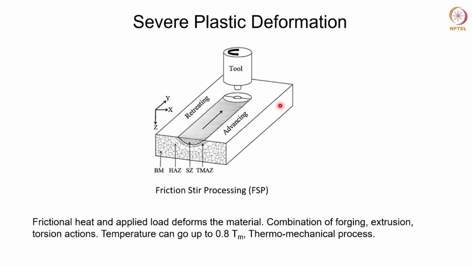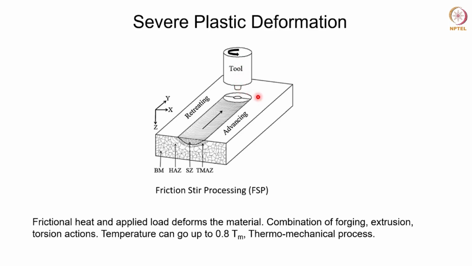Then we have this process which is relatively new. The process is known as friction stir processing. This is basically a variant of friction stir welding. So here, instead of welding, the same tool is used for processing the material. When you do welding, you will have two plates to be joined together with the help of a tool like this, which has a shoulder and a pin.